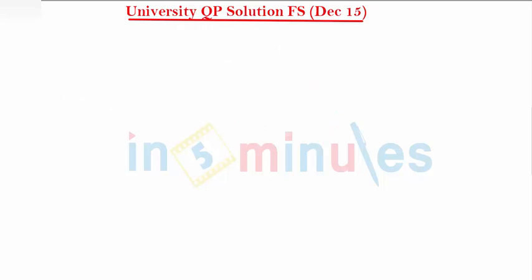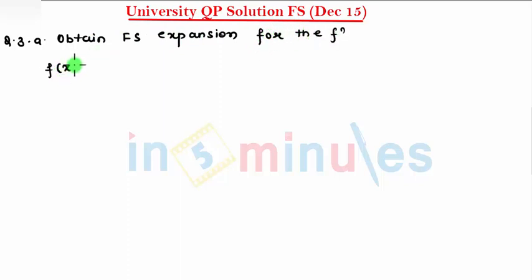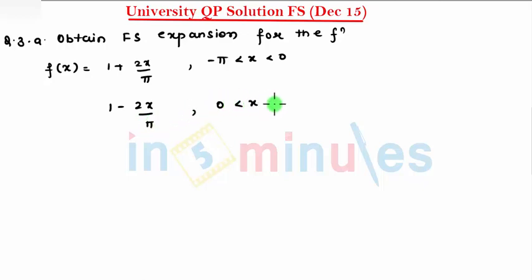Now the next sum, which we are going to start in the same paper, is question number 3a, that is: obtain the Fourier series expansion for the function f of x is equal to 1 plus 2x divided by pi. The range is from minus pi to 0, and 1 minus 2x divided by pi, range is from 0 to pi.